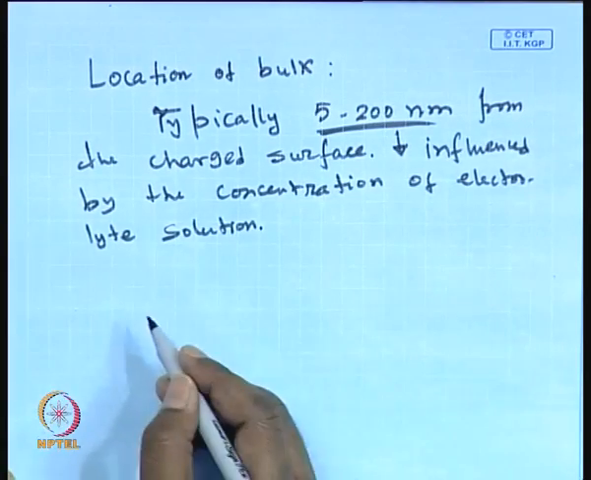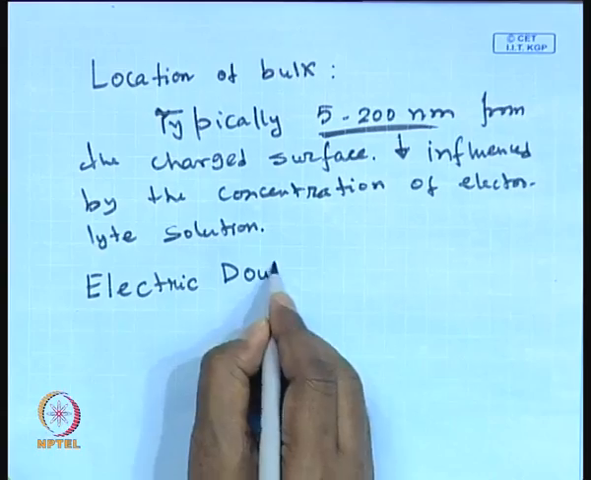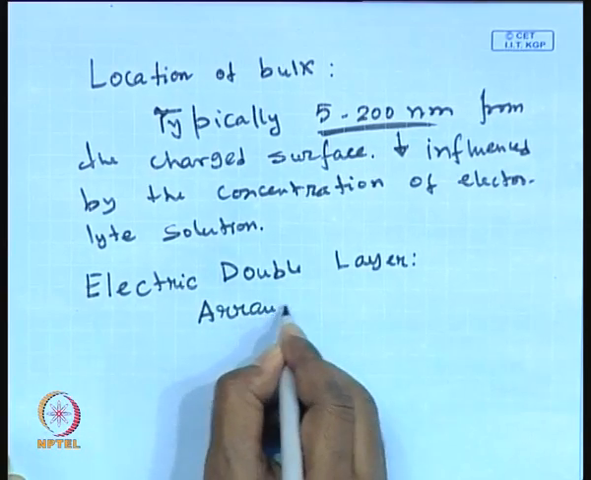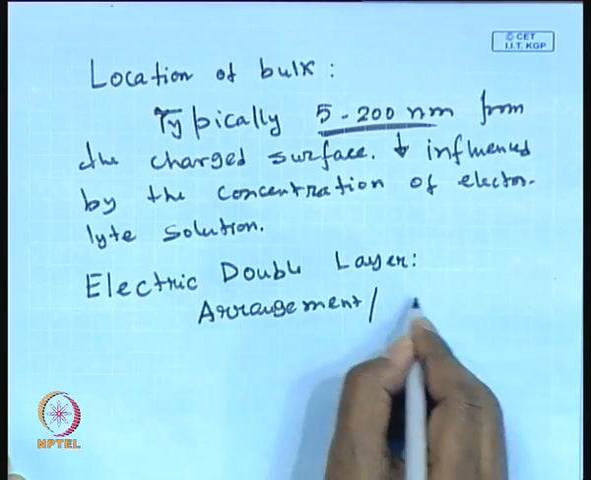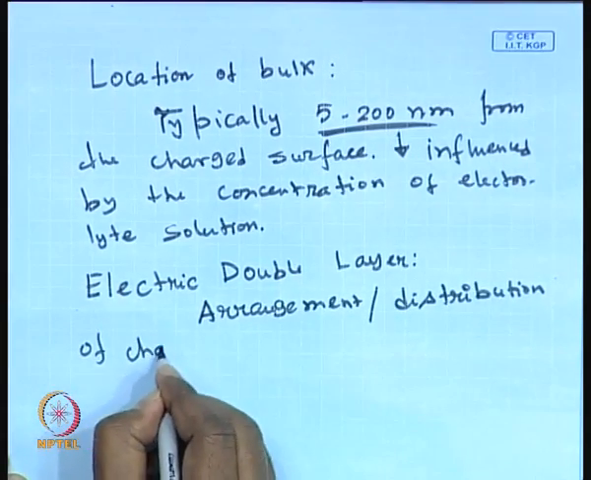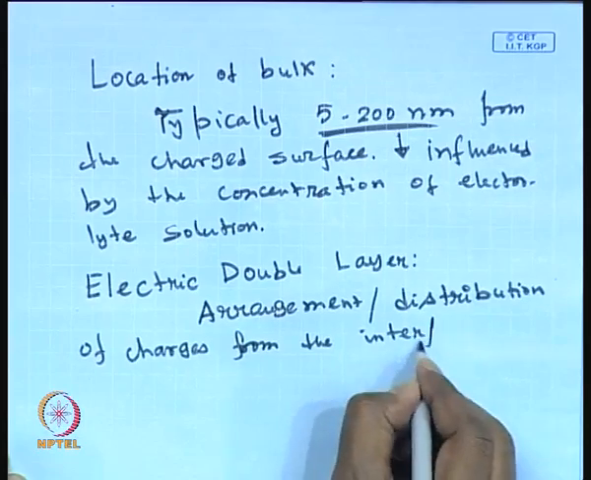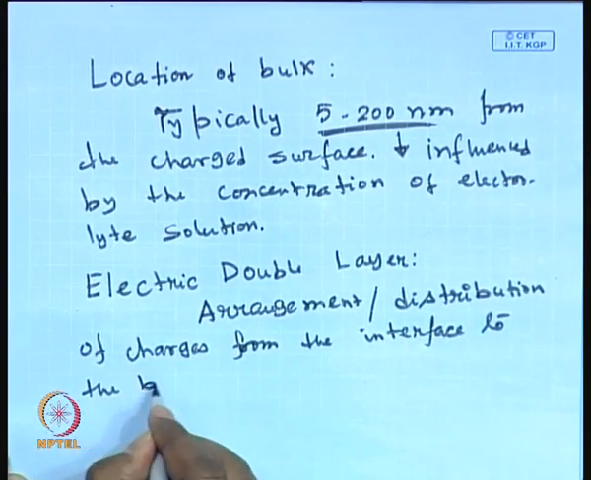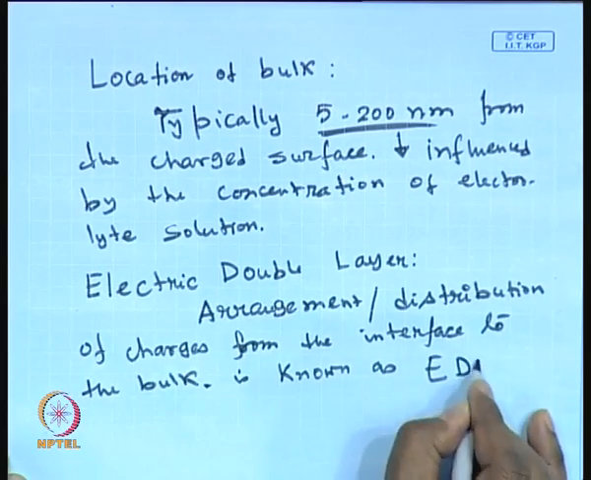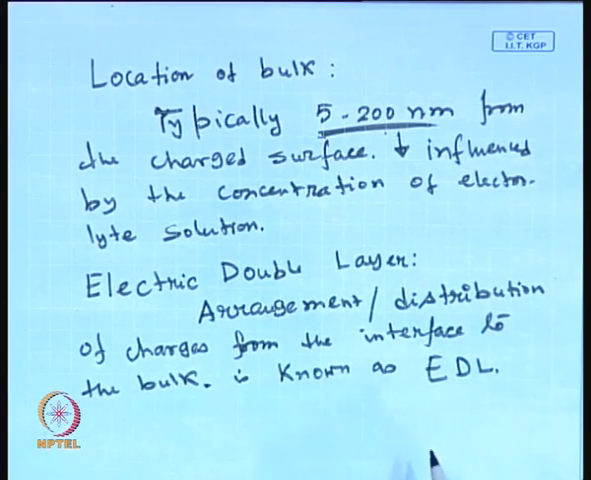So, now we will come to the definition of electric double layer or EDL. The arrangement or distribution of charges from the interface to the bulk is known as the electric double layer. And typically, the electric double layer thickness will be 5 to 200 nanometer based on the concentration of the electrolyte that you are having.